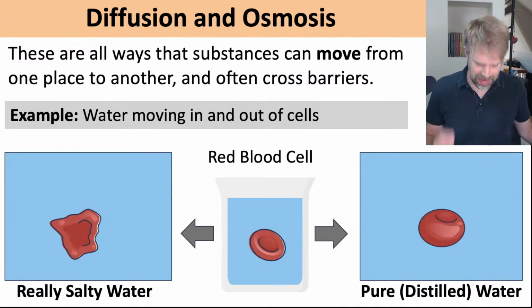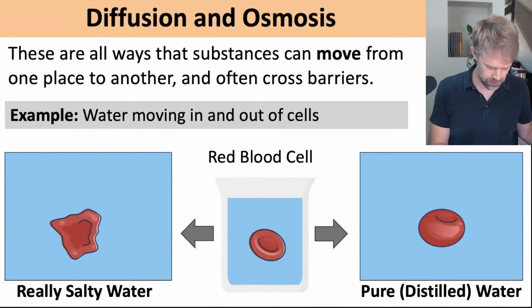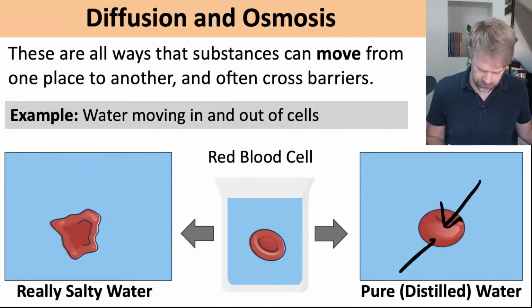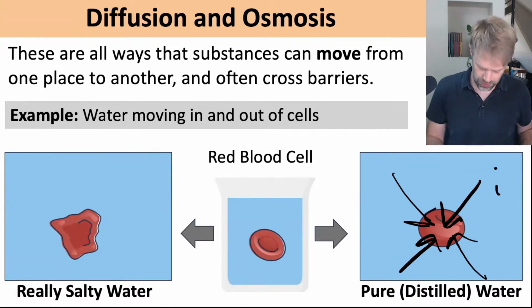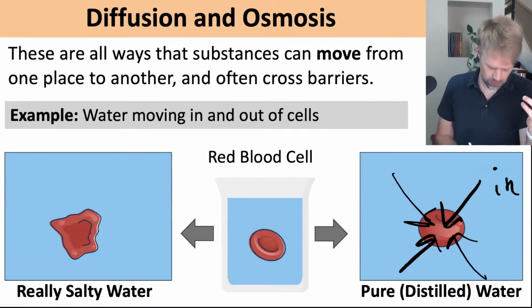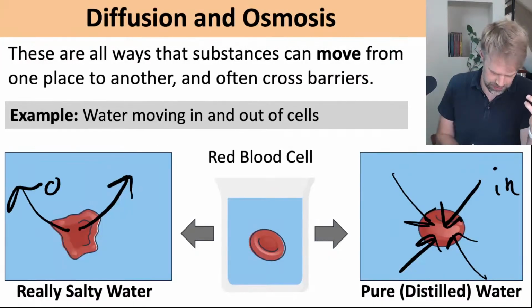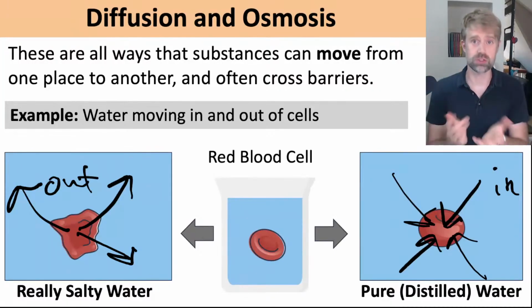Okay. And if you take that red blood cell and you put it into pure water, what happens is that lots of water moves into it. Water moves into it, and it swells up. Okay. Water in. If you take a red blood cell like that and you put it in really salty water, water comes out. So that is also an example of how substances are moving from one place to another. They're crossing the barriers of the cell.